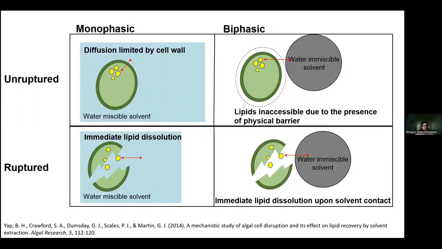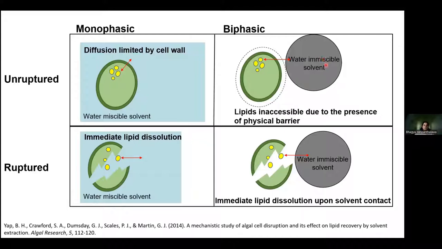Here, the lipid extraction would be diffusion limited by the cell wall. Therefore, it would be quite slow. But if the cells are ruptured, when using a monophasic system, the lipids will be immediately accessible by the solvent. On the other hand, if you are using a biphasic system, we use a non-polar, water-immiscible solvent.